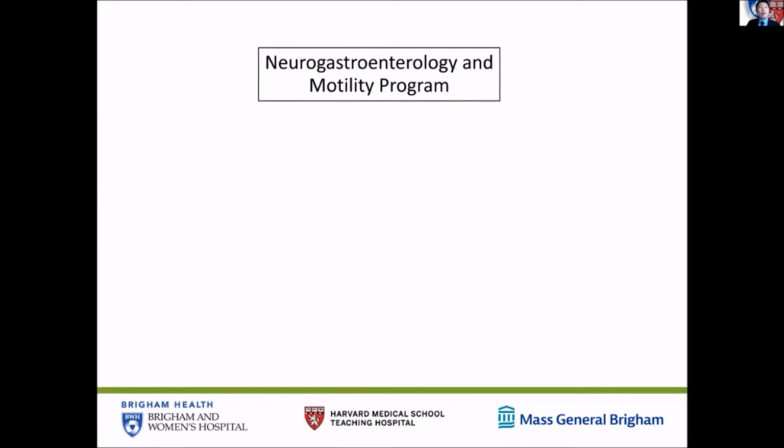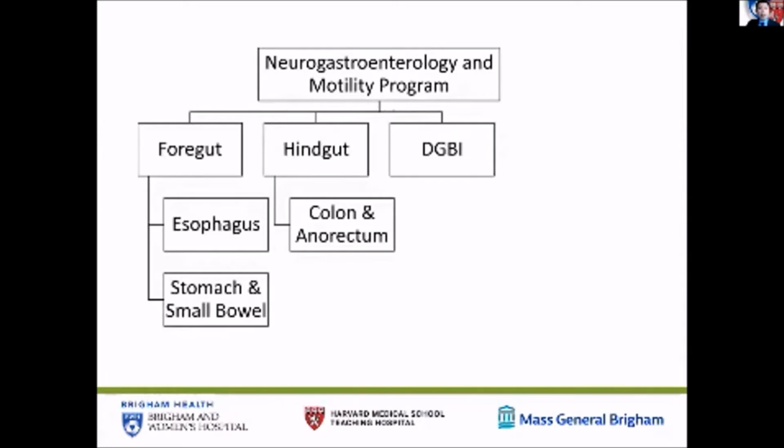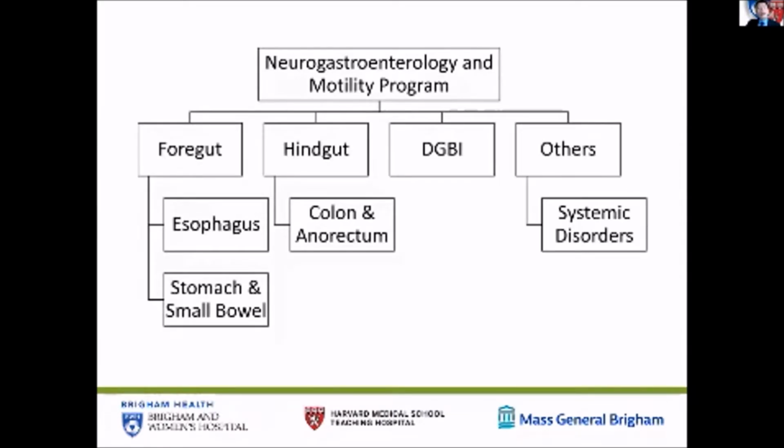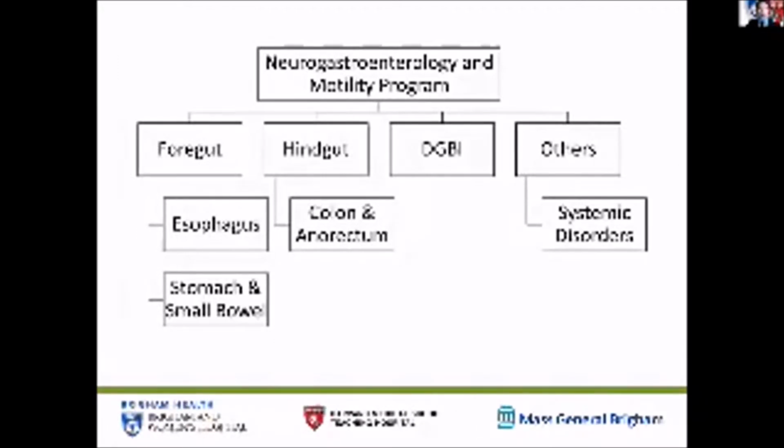the GI tract. These may include foregut symptoms of the esophagus, stomach, and small bowel, hindgut symptoms of the colon and rectum, symptoms related to a variety of disorders of gut-brain interaction, such as IBS and functional dyspepsia, as well as other symptoms related to more systemic disorders that might interact with GI tract function.